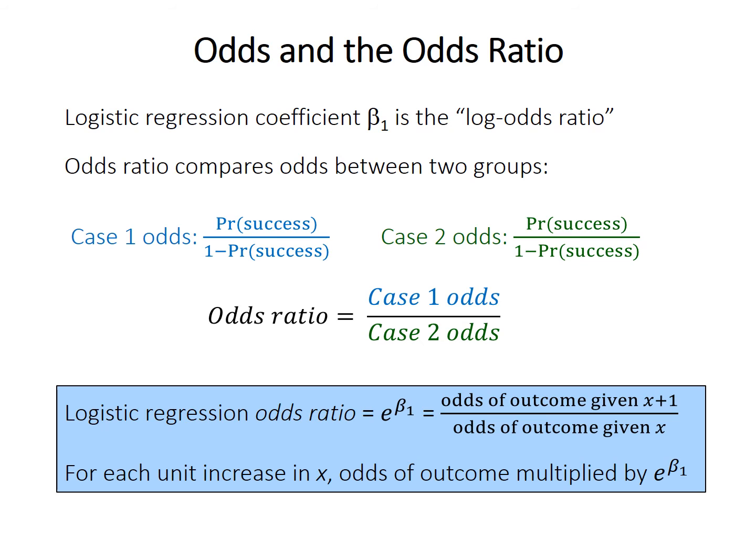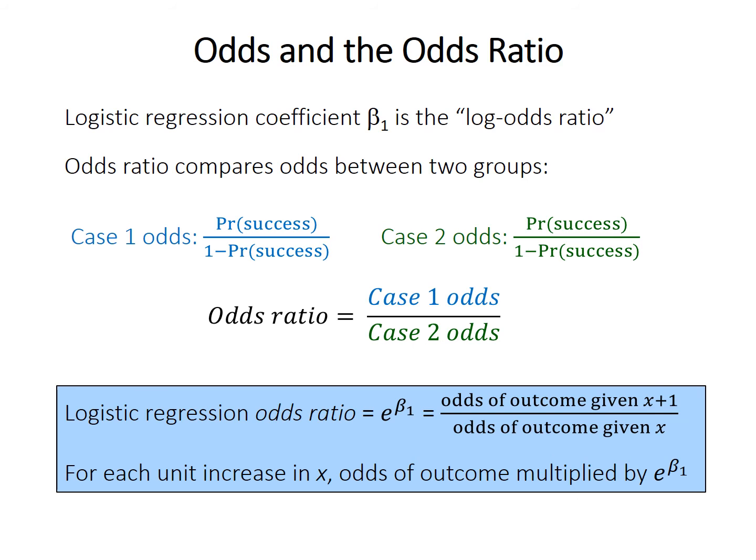And so in logistic regression, because our coefficient beta 1 is the log of the odds ratio, the actual odds ratio itself is just e to the power of that beta 1. So basically what the odds ratio is telling us is the odds of the outcome when the independent variable was x plus 1 divided by the odds of the outcome when the independent variable is just x. So in other words, this is telling us for every 1 unit increase in the independent variable x, the odds of the outcome happening are multiplied by e to the beta 1.